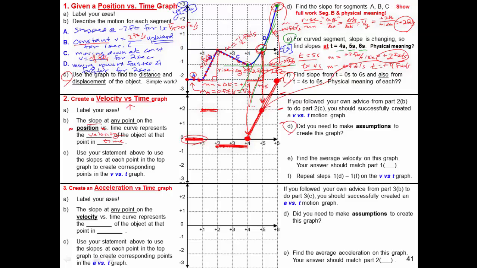I'll let you go through and answer parts D and E for this process. We're going to hold off on parts F and part 3 for later.